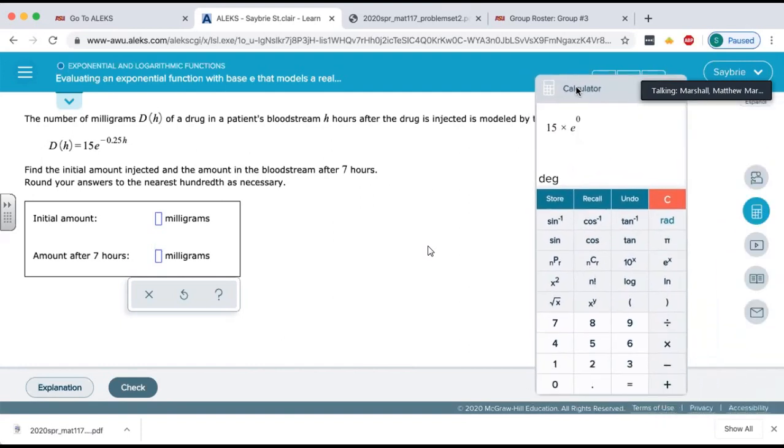Yep, because if you plug in h is 0 for the initial amount, that gives you e to the 0 power, which is 1, which gives you 15. So that should be good. That's the initial amount.